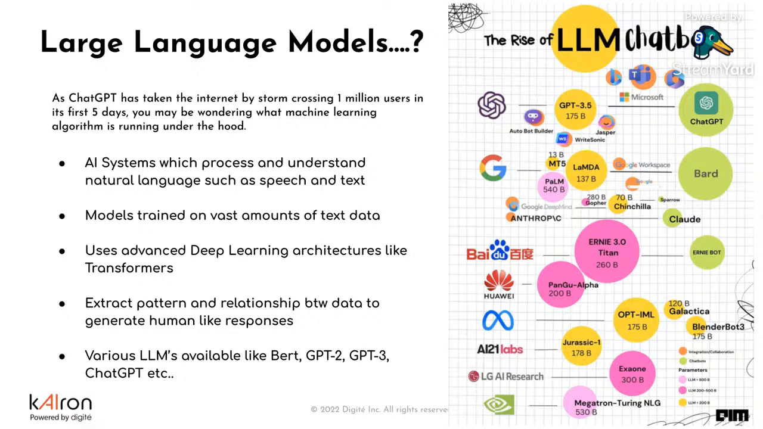For example, ChatGPT has been trained on data from all over the internet. They use very advanced deep learning architectures like transformers. Then, to identify the context or the relation between the responses they are providing, they try to extract the patterns which generate human-like responses. This is how large language models behave, and what they actually are. There are various large language models available for practice in the market nowadays, for example BERT, and so on.